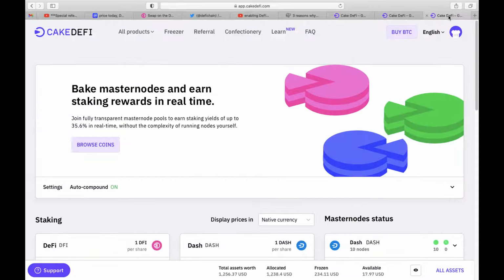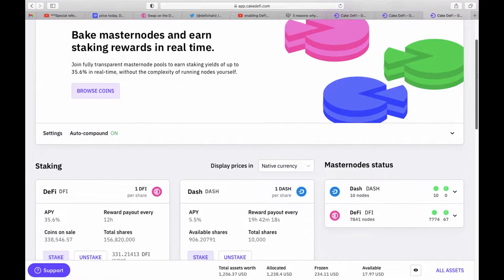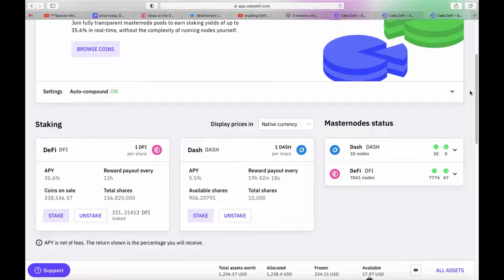But the one that I do the most, as I mentioned many times, is the staking. This is just my preference. And if you scroll down here, you can see there the staking, the DeFi.